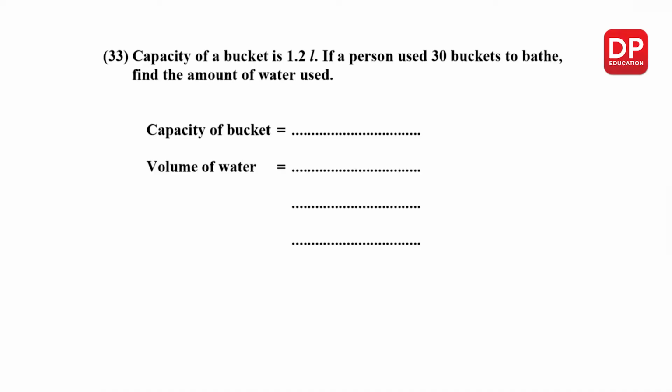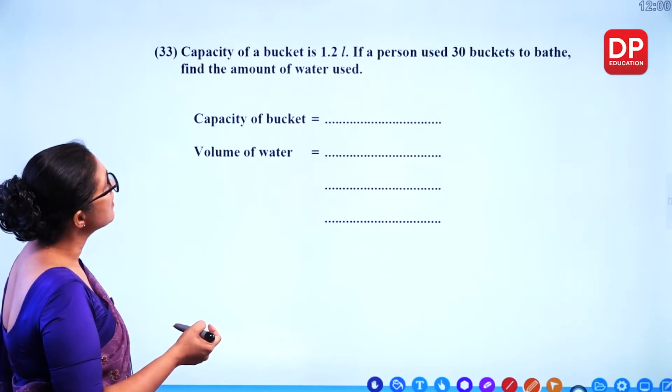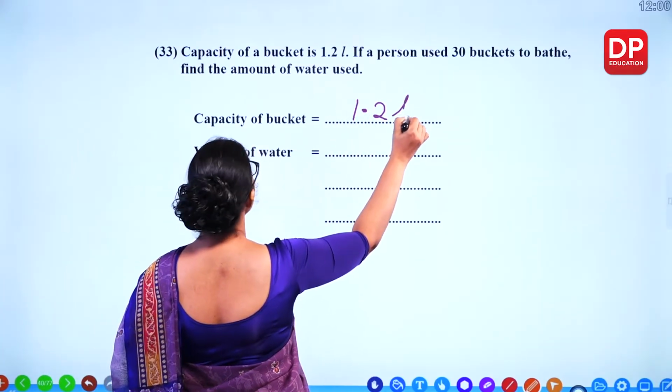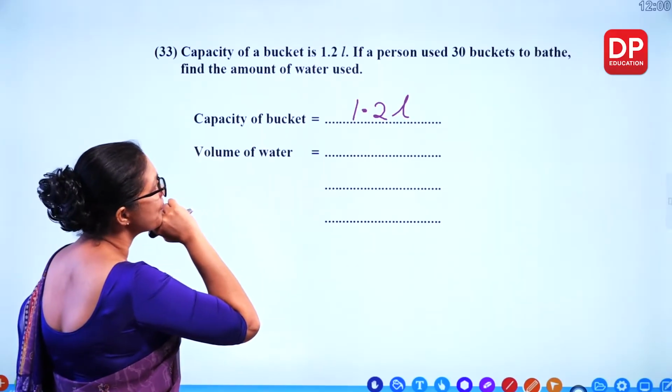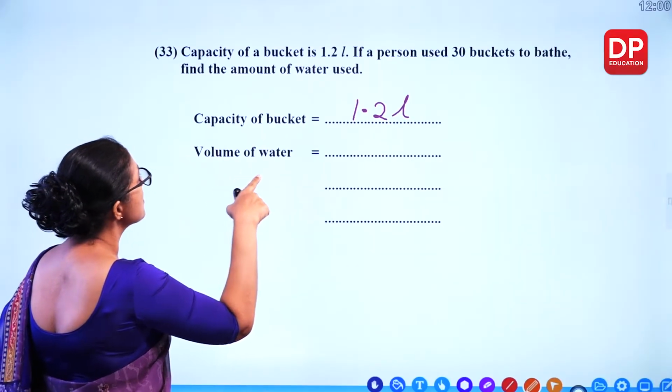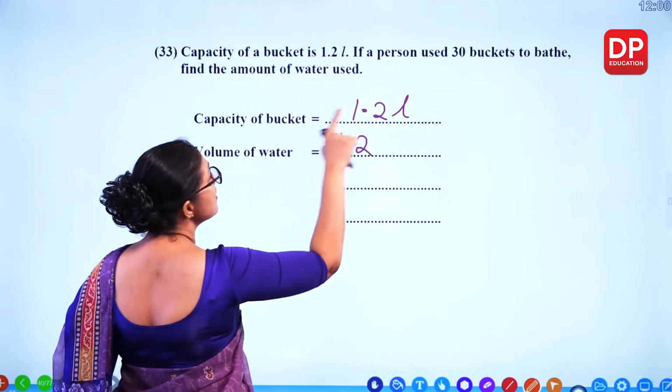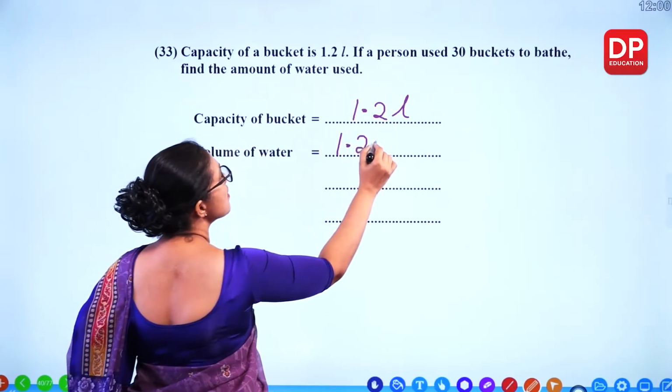Capacity of a bucket is 1.2 liters. If a person used 30 buckets to bathe, find the amount of water used. So what's the capacity of the bucket? That's 1.2 liters. So volume of water. So 30 times, you need to find 30 buckets of this.